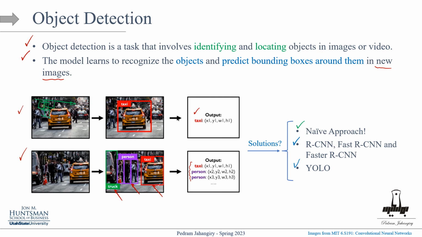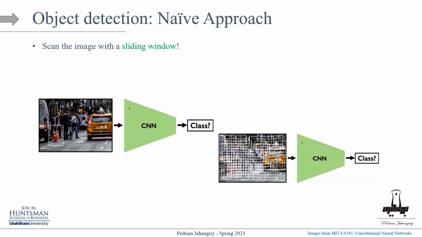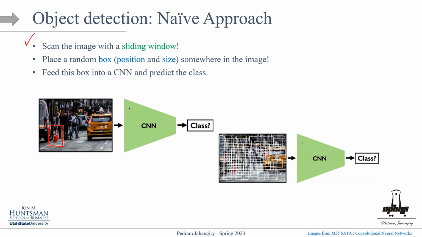We're going to start with the naive approach. Maybe the most basic approach that you can think of. What is the idea? The idea is that we scan the image with sliding windows. We start by placing a random box, literally random both in terms of position and size, somewhere in the image. Then we pass this random box, that part of the image, into a CNN and make a prediction.